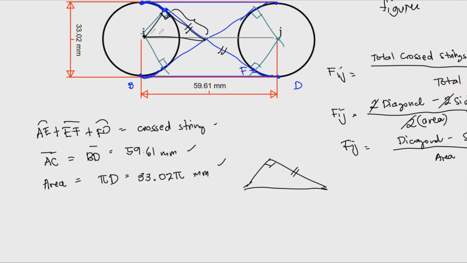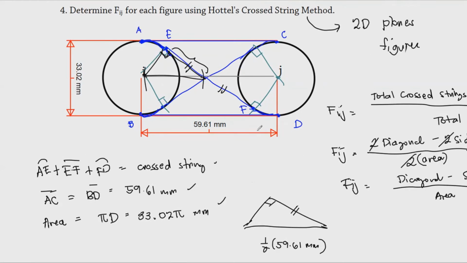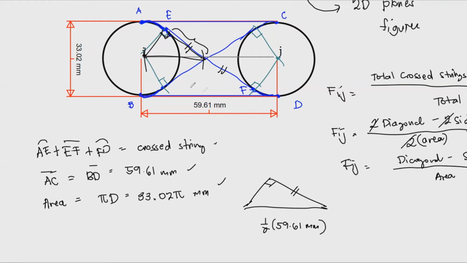So as you can see here from the figure, this is the center to the midway, or the center distance between these two figures. So if that's 59.61, I can just take half of that, and that will be the distance of this triangle. And knowing that this is the center to a certain point at the circumference, that will mean that it is the radius of our circle.